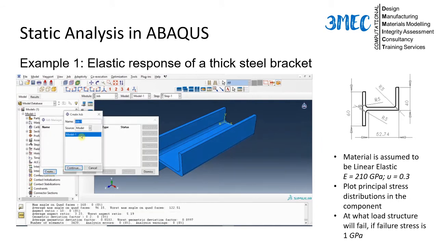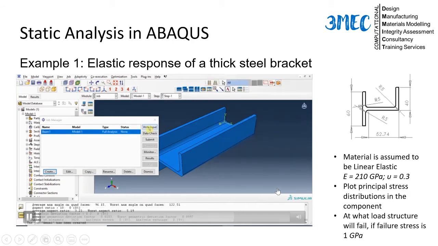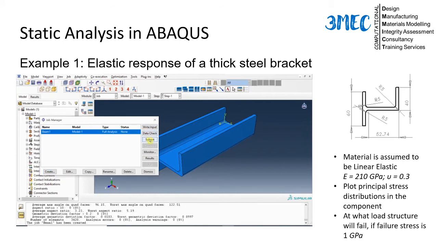So I will press the create button, name a job, let's say test 1 or something. In this case, I'm calling it beam 1. Continue. I just leave everything default and I submit. I can write an input file and I can run it on command prompt. I can also do a data check, but in this case, I am gonna do a direct submit from CAE.